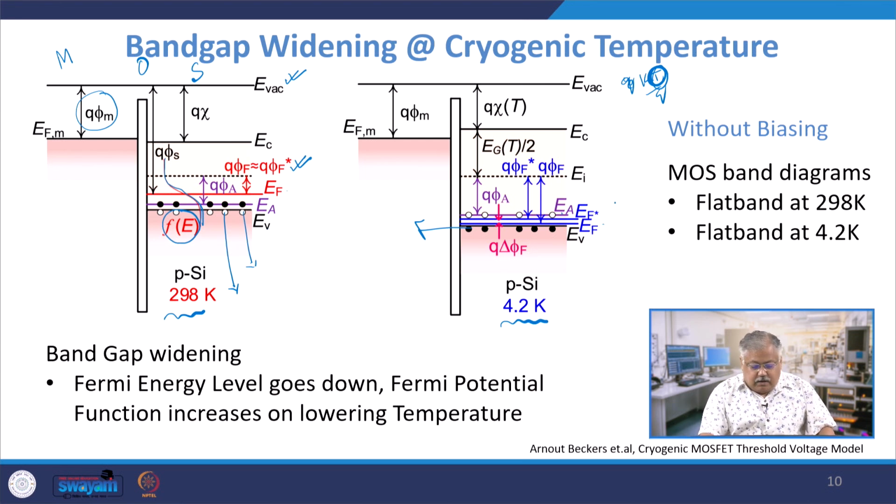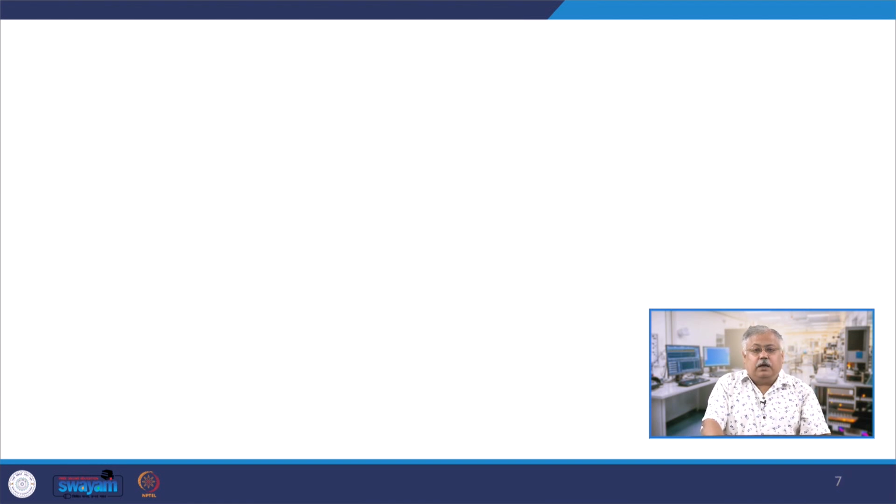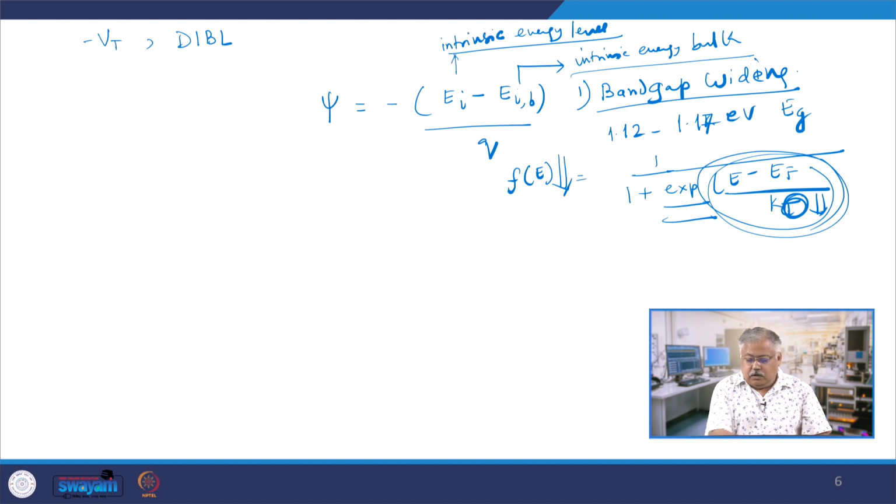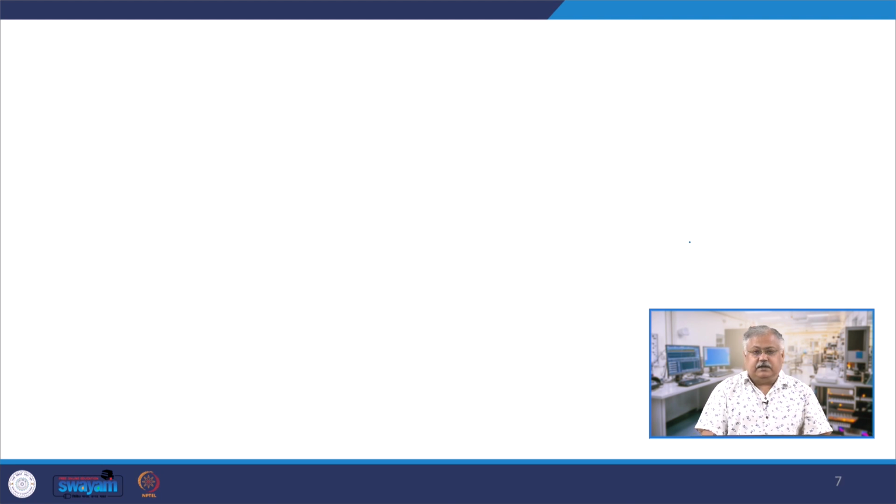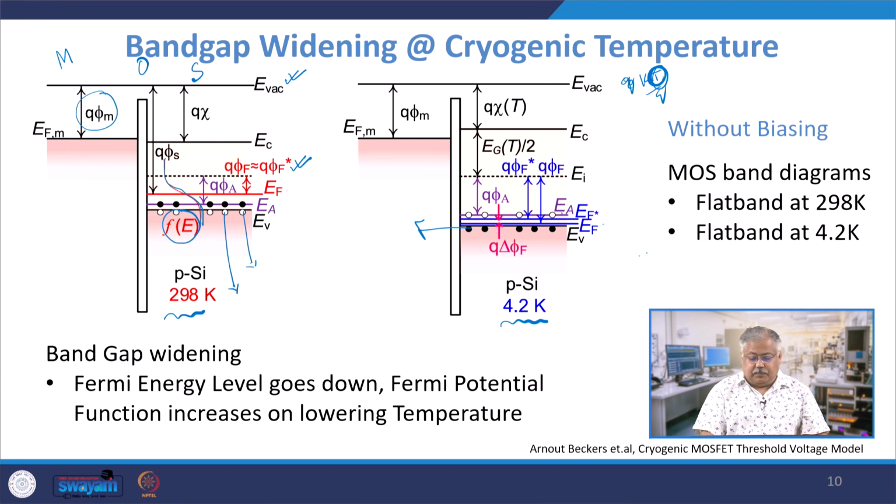EF is the Fermi level which was there at T equals 300 Kelvin. However, this EF star has changed, the Fermi level position has changed. Why? By the same principle which I told you here. If you look very carefully, T decreases, this increases, which means that this decreases, Fe decreases, right. Therefore, there is a change which is happening in this case.